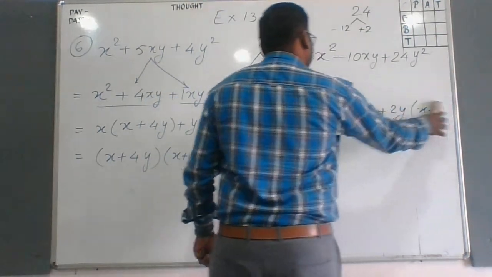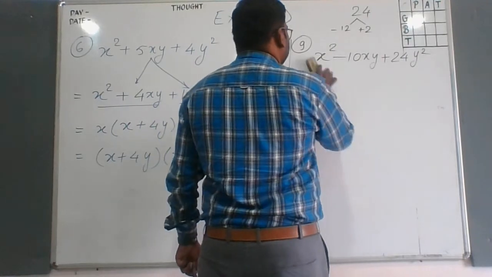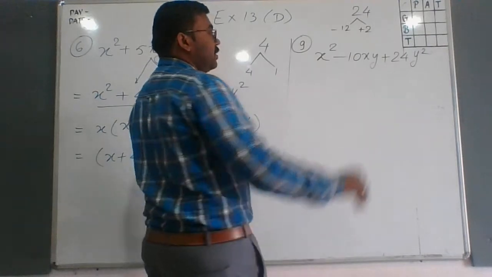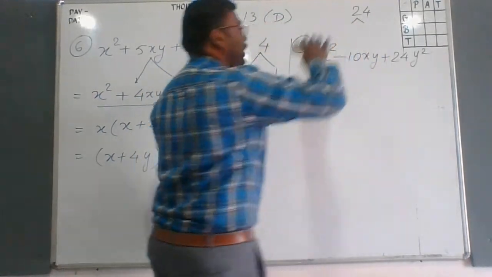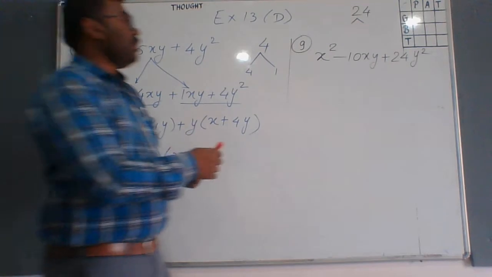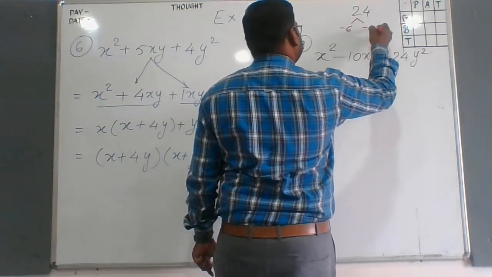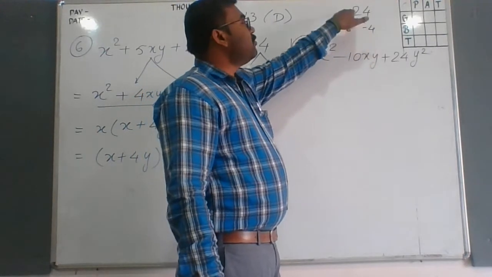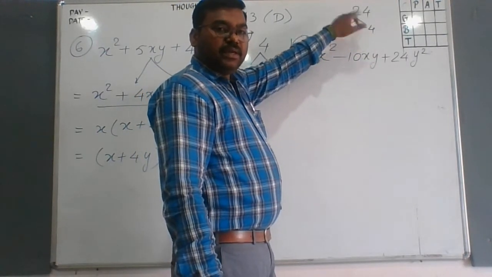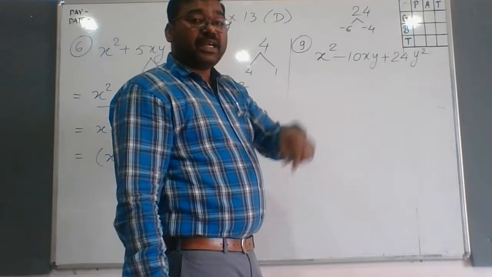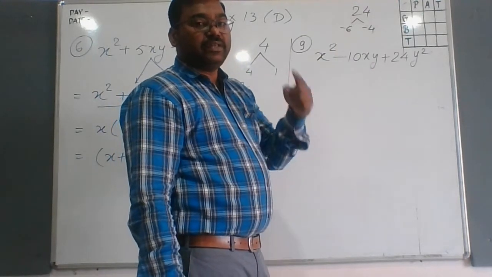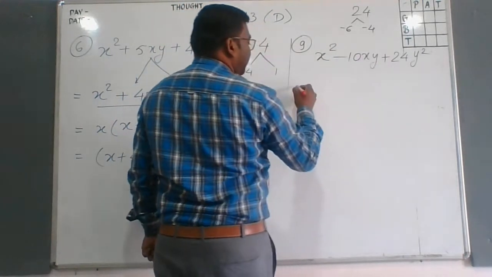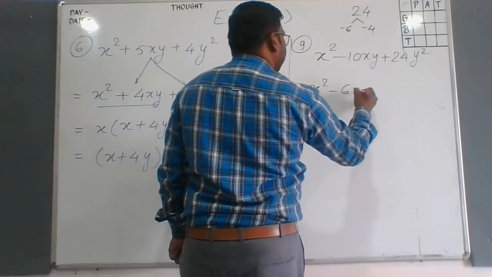Now let us think about another factors of 24. Can we say 6 fours are 24? 6 fours are 24, correct? Minus 6 minus 4, because the middle term is minus sign. And minus 6 multiplied by minus 4, we are getting positive 24. In the previous factor, what happens? We were getting minus 24 as a multiplication. Minus 12 multiplied by 2 is minus 24. Now change the factors. We'll take these factors and the same procedure we have to apply.